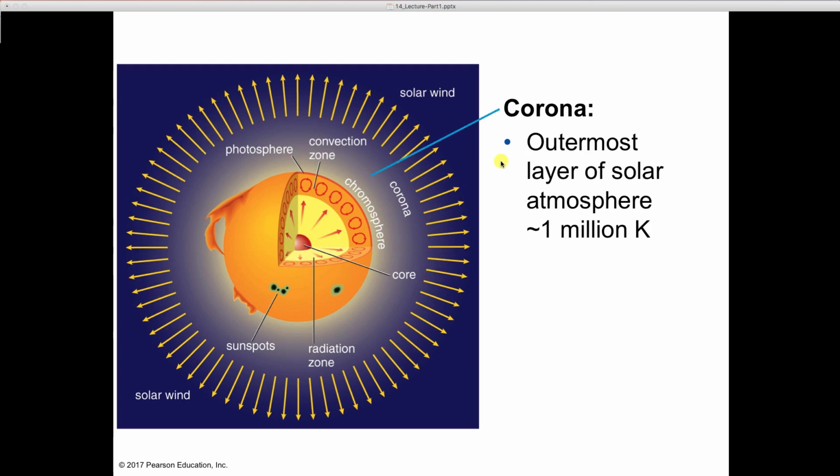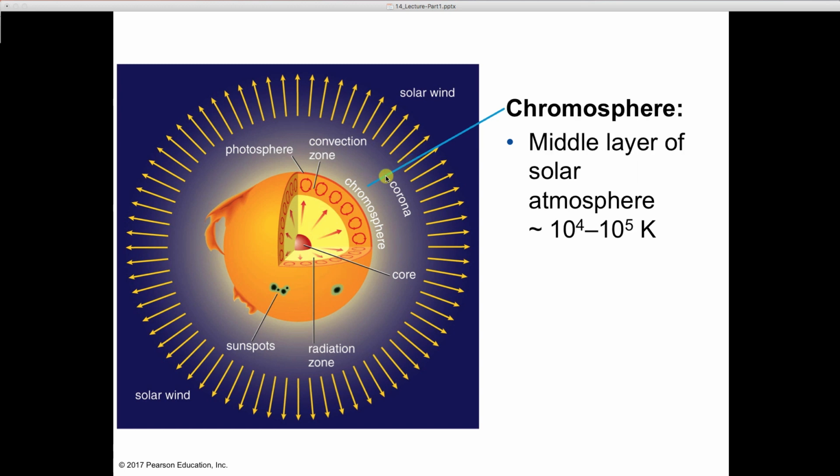So that's the solar wind. And then just inside the solar wind, the outermost layer of the atmosphere of the sun is called the corona. It's a very thin layer. The gas is not dense at all. It's very diffuse, but it's hot. And it seems strange. It's very, very hot way up above the surface of the sun. A lot of million Kelvin.